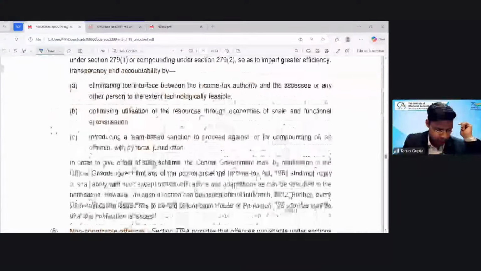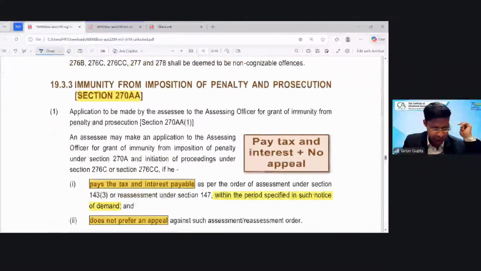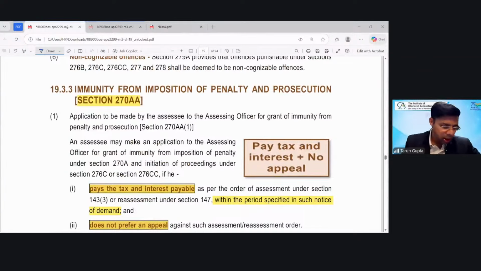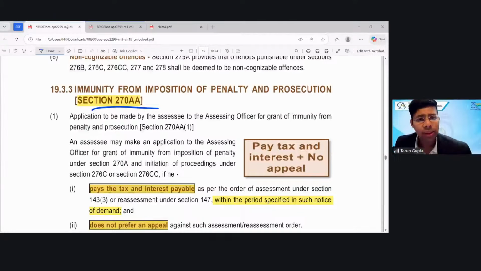Yes. Now we are left with the last section of our penalty and prosecution provisions, section 270AA. What does section 270AA say? It's again an immunity. Not a lifetime one. You can avail it year on year, no worries. But you need to satisfy some conditions. It's an immunity given by the AO itself, not the CIT.